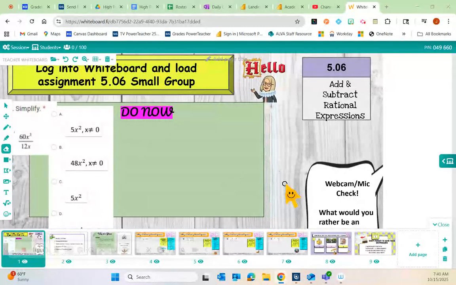Hey Algebra 2 students, it's Miss Prater, and I am going to do a video on the Module 5.06 for small group. The problem that they're asking us to do is right here.